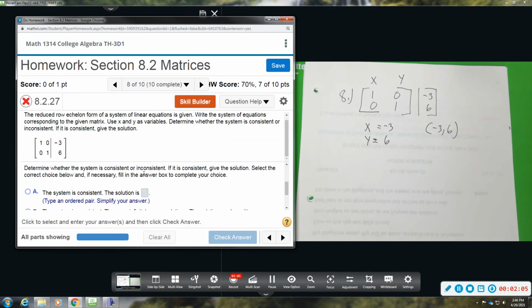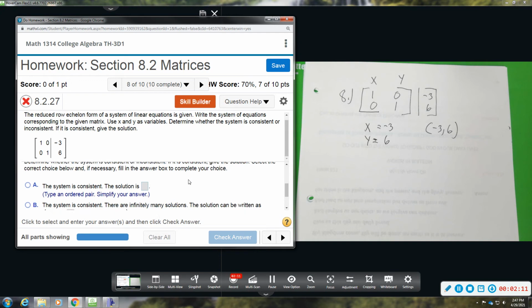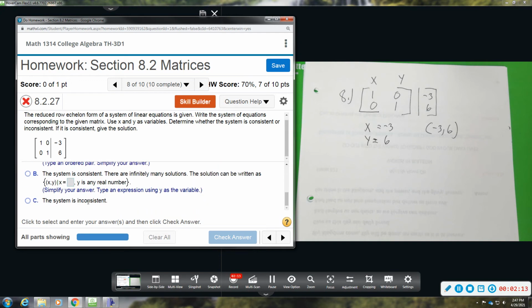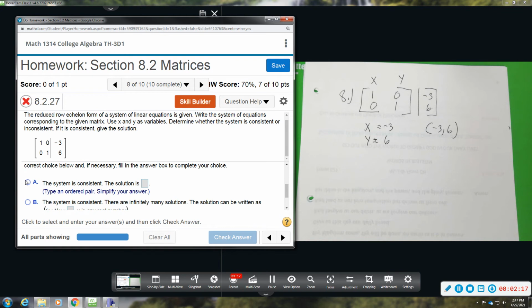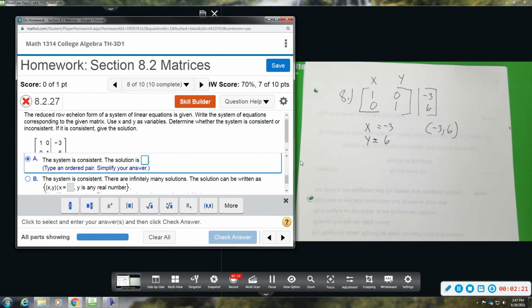And then do we get a solution? So is it consistent or not for the third part? So it says it's inconsistent, but that's not the case because we get x and y values. So the system is consistent and the solution is this ordered pair here. So it tells you type an ordered pair. So we're going to type -3, 6.